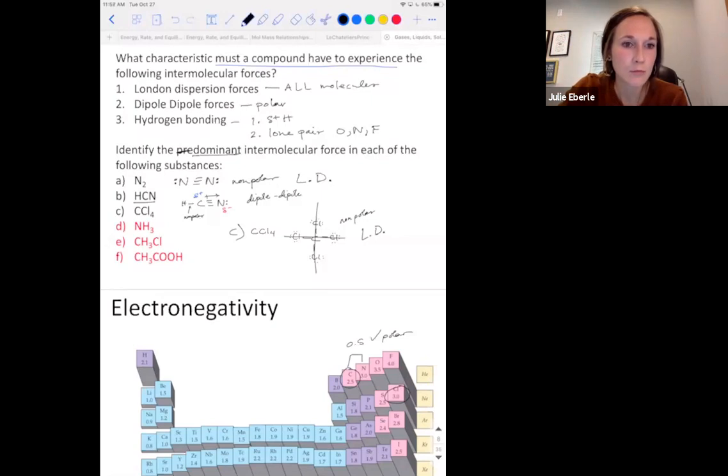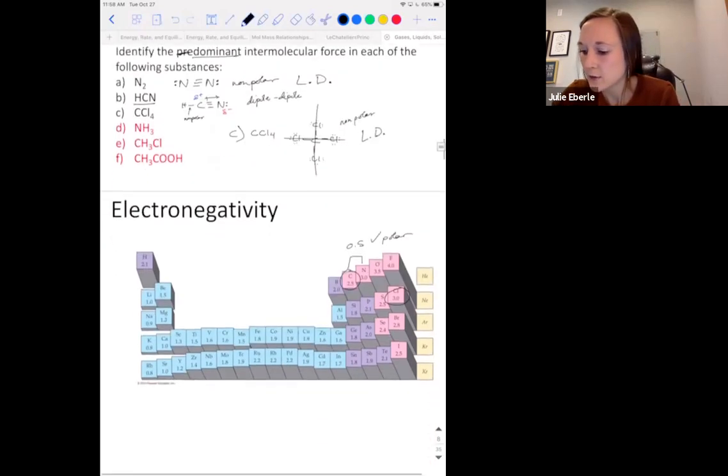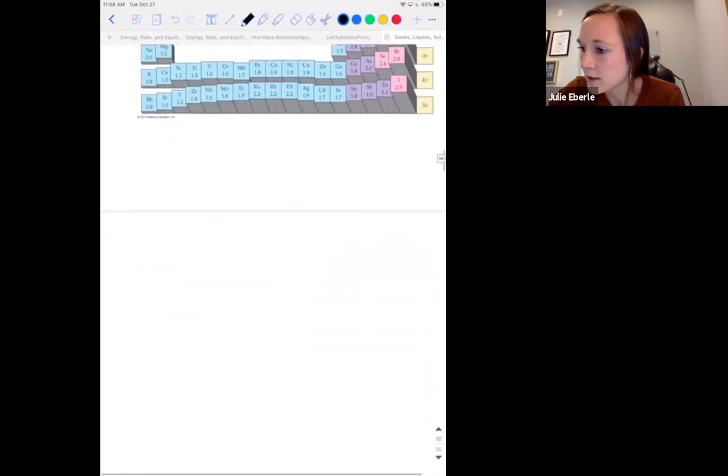All right, end poll. We're pretty much there. Share results. Okay, here are the results. Here's what you guys said. For NH3, I'm going to scroll down. We got a whole blank slide right here. For NH3, most people said hydrogen bonding.